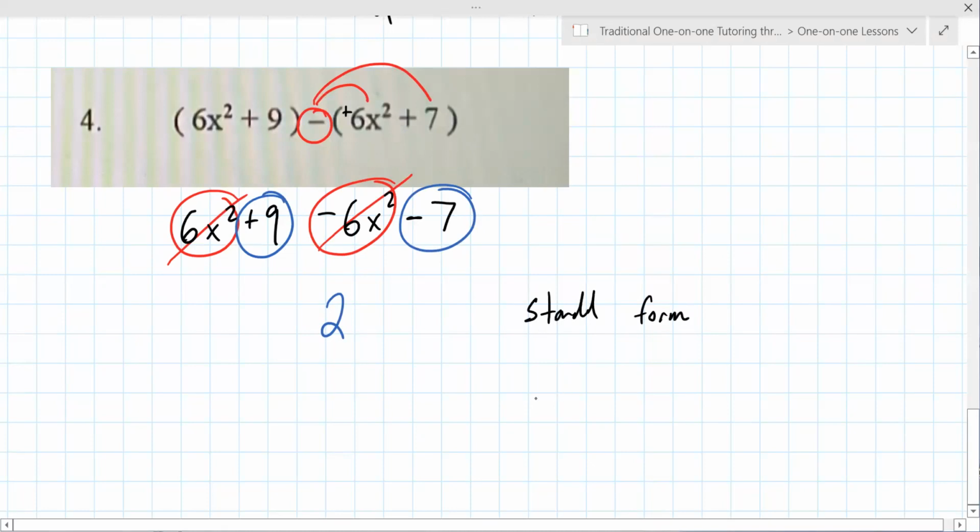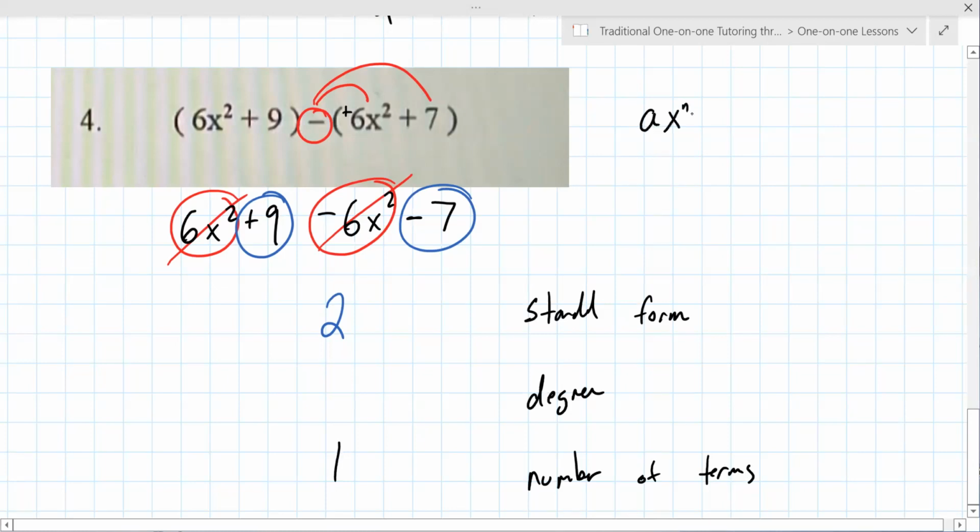Now this one's a little bit harder when I ask you the degree. So it's probably good that we're doing this. Let's do the easier one first. How many terms does this have when it's all done? 1. Okay.